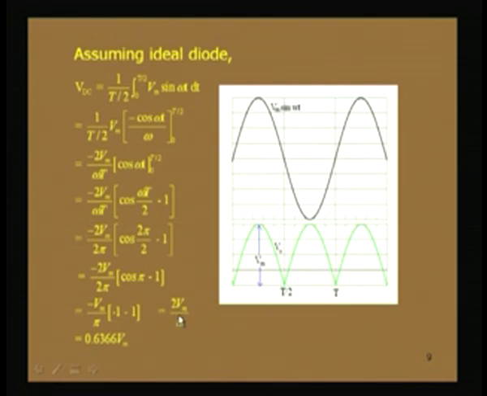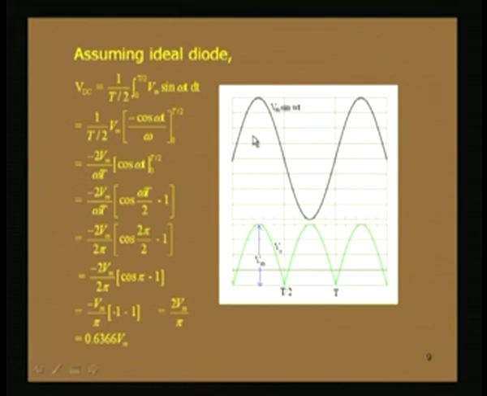This value is exactly twice the output voltage which we got in the half wave rectifier. So, the average output voltage in a full wave rectifier is twice the average output voltage in a half wave rectifier, that is 0.6366 times Vm, Vm being the peak voltage of the input. Here also, for doing this analysis, we have assumed the ideal diode approximation.